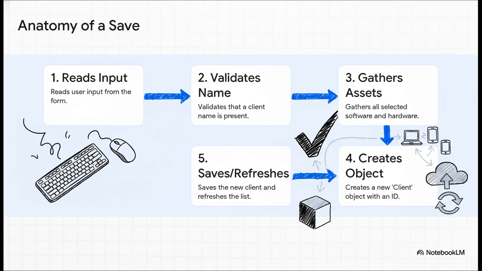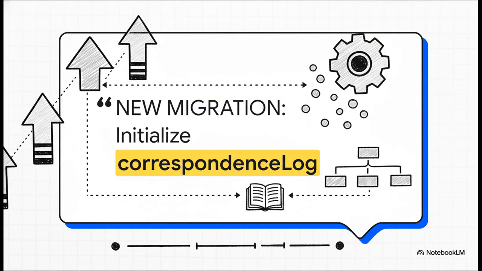So, for example, think about the Save Client button. When you click that, it kicks off a specific function, which is really just a set of instructions. And that function goes, okay, read the user's input, double-check that they actually entered a client name, gather up all the software and hardware they selected, and then wrap it all up in a neat little digital package called a client object. Then it saves it. It's basically a recipe that the app follows perfectly every single time. And this is so cool because it shows you exactly how apps grow and change over time.